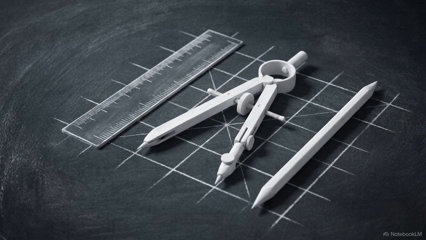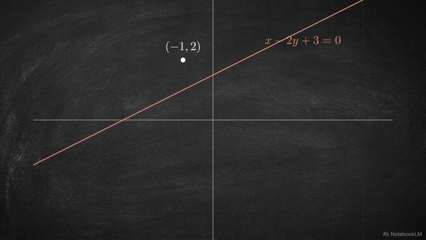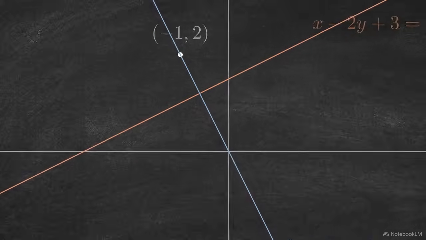To confirm the result, we can move from algebra to a visual graph. Here is our original orange line plotted on the Cartesian plane. We plot our target point at -1, 2. When we draw our new blue line, 2x plus y equals 0, it passes exactly through the target point and crosses the orange line. Zooming in, we can see the intersection is a perfect right angle.